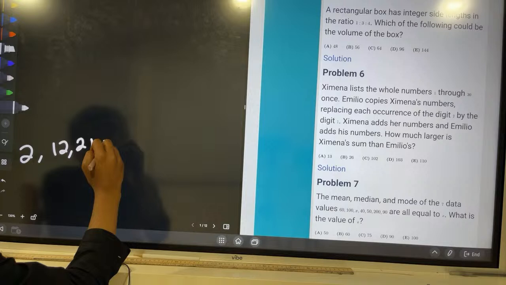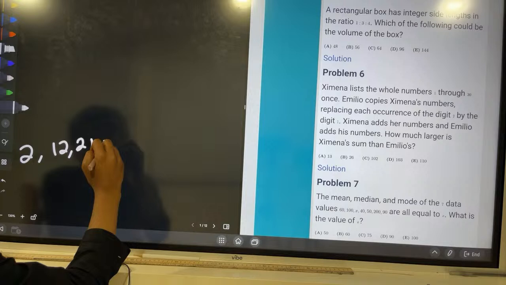The mean, median, and mode of the values 60, 140, 50, 290 are all equal to x. What is the value of x? First of all, 75 just does not make sense because it's literally the mode. It has to be in the set more than once.